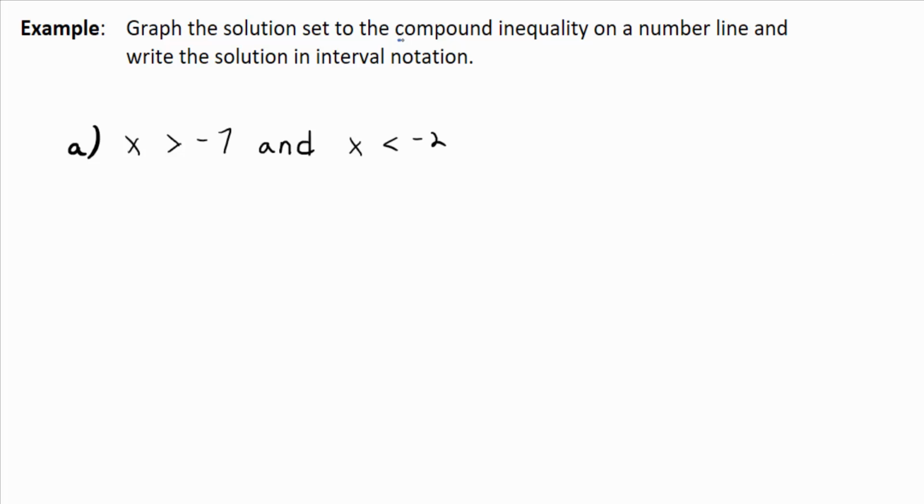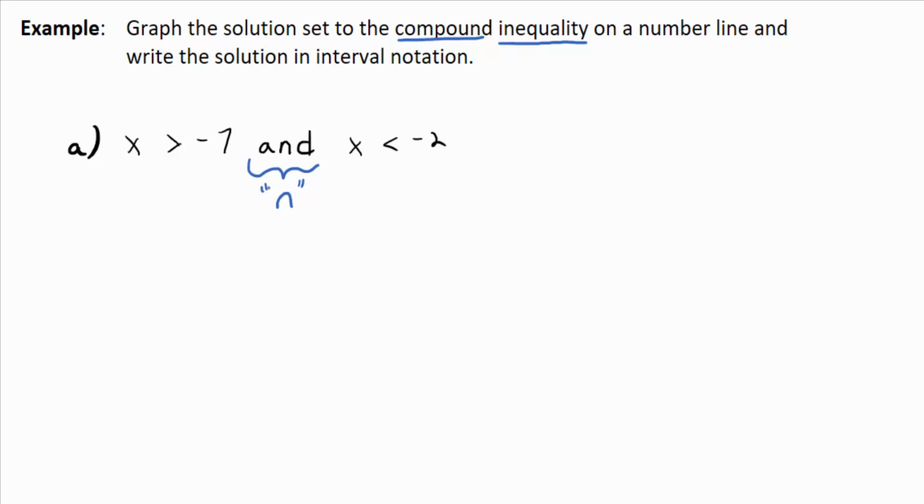So in a compound inequality, it just means we have more than one inequality involved in the statement. So in this example, let's graph the solution set to the compound inequality on a number line and write the solution in interval notation. We have x is greater than -7 and x is less than -2. What does that "and" mean? It means intersection. That "and" means intersection.